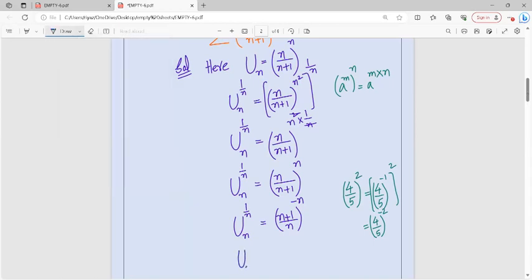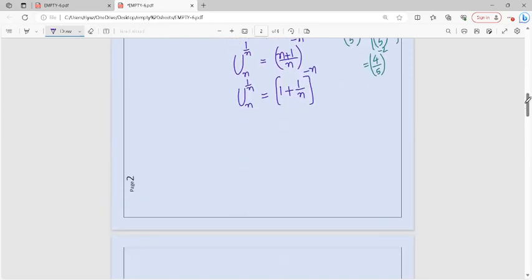un whole to the power of 1 by n is equal to, now what I am doing, I am simplifying like that. n upon n plus 1 becomes 1 plus 1 by n whole to the power of minus n. Also I want to write it in a different style. Let us write this step as it is. The next step we can do, minus n we'll write in a different way. What is the way? You can see.